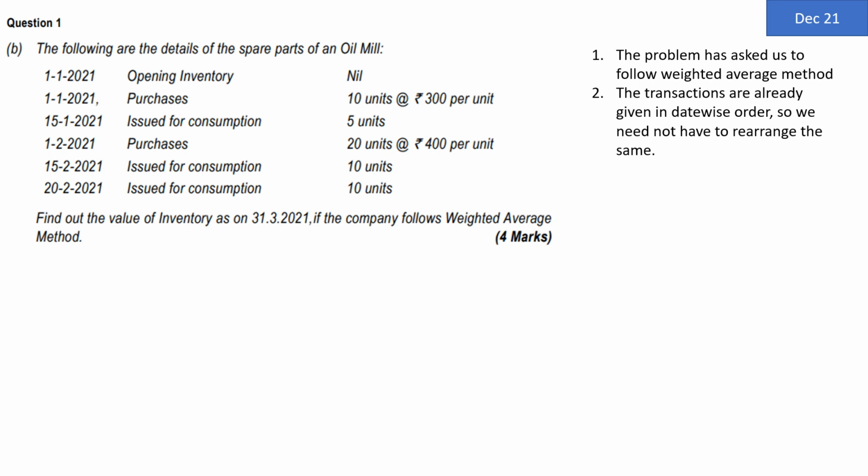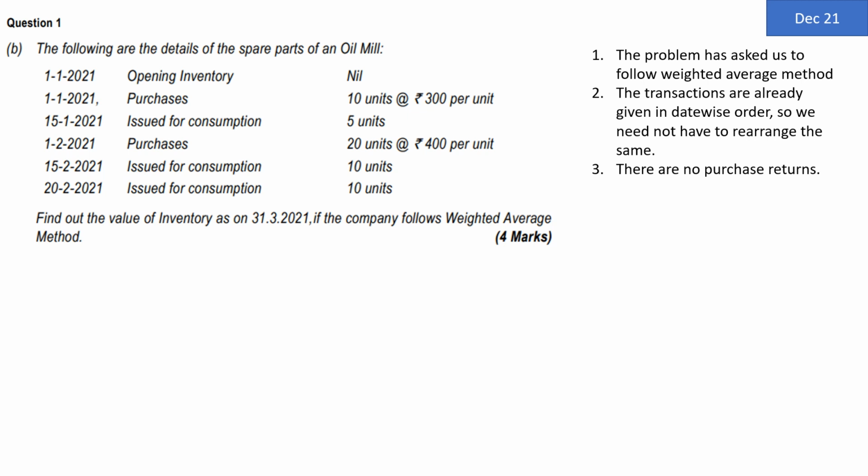The transactions are already given in date-wise order. So first is 1/1, then again 1/1, then 15/1, then 1/2, then 15/2 and 20/2, exactly in the order of dates. So there is no need to rearrange these transactions. Sometimes the problem may give you all purchases together and all sales together. In such a situation, you are required to rearrange the transactions in the order in which they occurred. But our problem is very simple. It has given all the transactions in a date-wise manner.